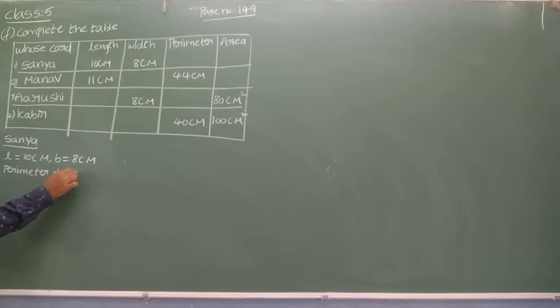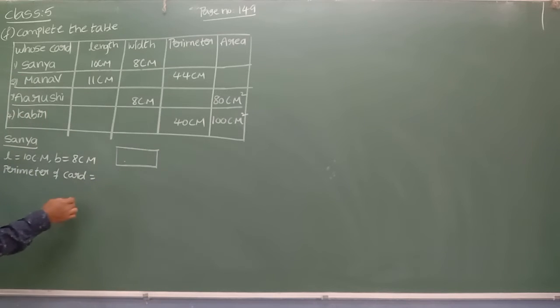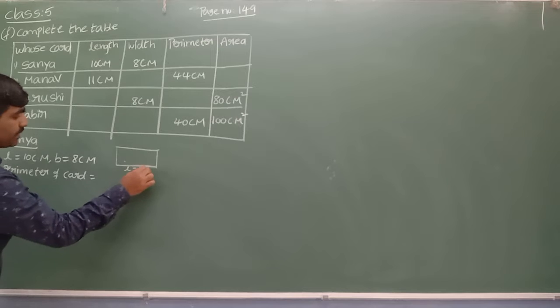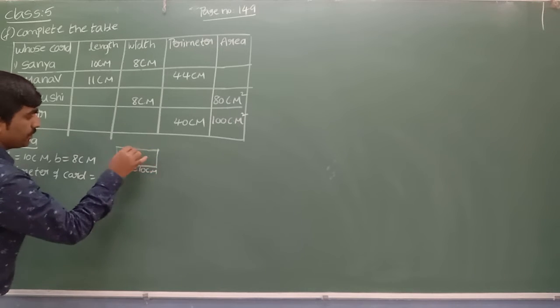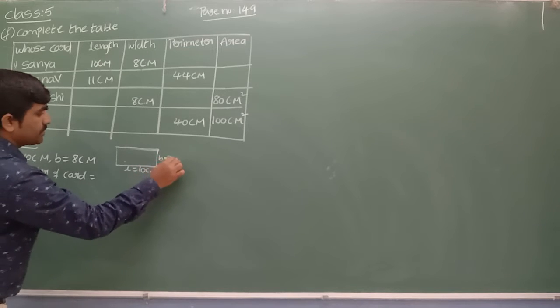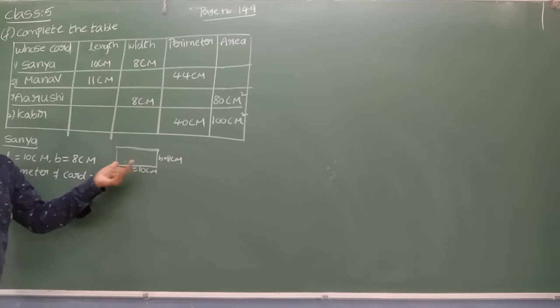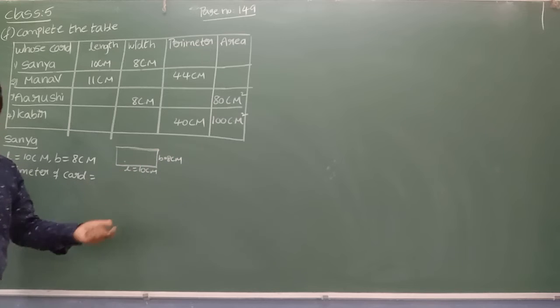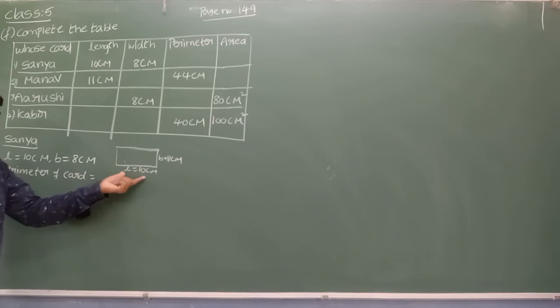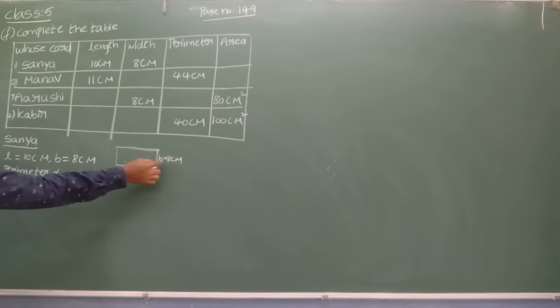Perimeter of the card. See here, length and breadth are different. It is in rectangle shape. Keep in mind. So what is the length? She said here, length is equal to 10 centimeters, and width, which we also call breadth, is 8 centimeters. So when the length and breadth are different numbers, it is a rectangle. If the length and breadth are both the same, it is a square. Suppose the length is 10 and the breadth is also 10, it is a square. If length and breadth are different, it is a rectangle.